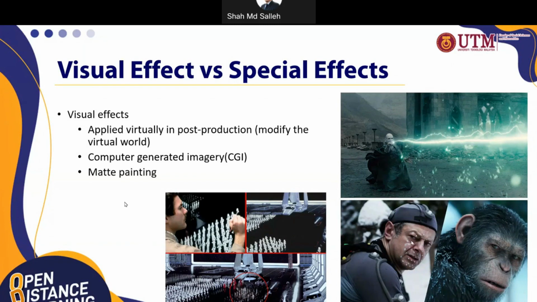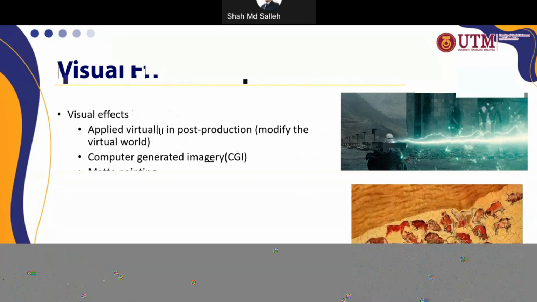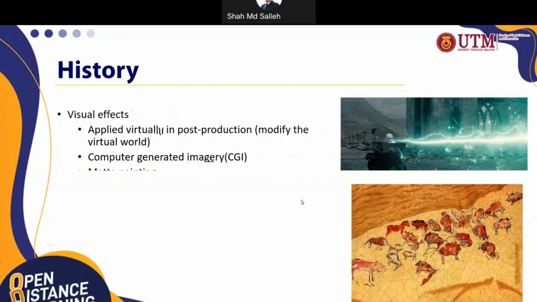Okay, and then this is using matte painting. For example, the real ones are only these actors, and all these are painting. They draw the scene in the cave. Okay, so that is history.